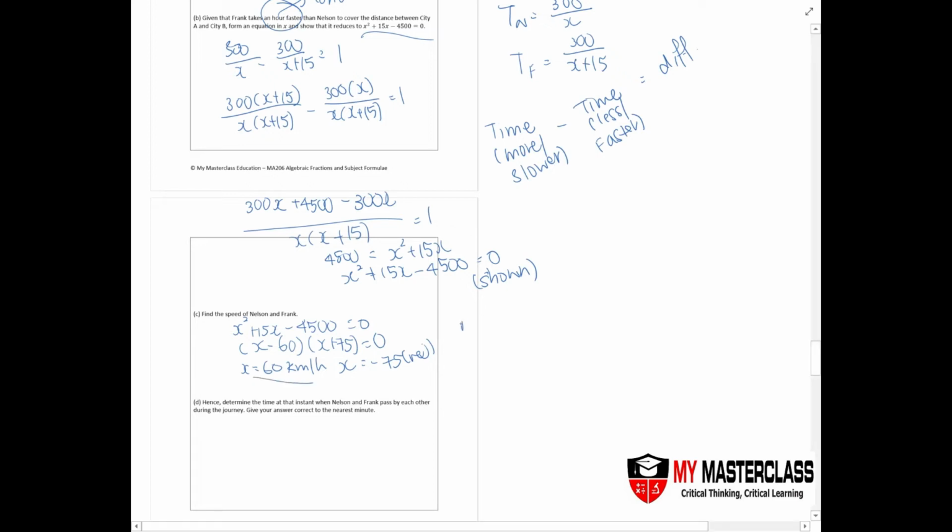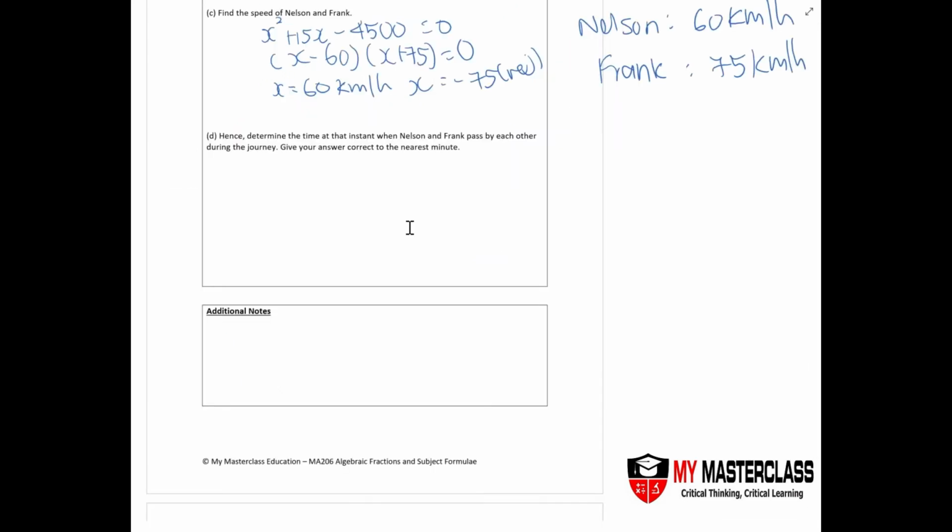Okay, so Nelson, and you're not done here. Nelson has a speed of 60 kilometers per hour, right? Whereas Frank is x plus 15, so you have 75 kilometers per hour over here. In this question, for part D, you're actually asked to use a "hence". Hence, meaning you need to use the speed that you found to find the time at the instant when Nelson and Frank pass by each other during the journey. Give your answer corrected to the nearest minute.